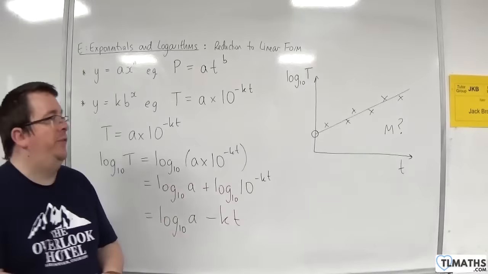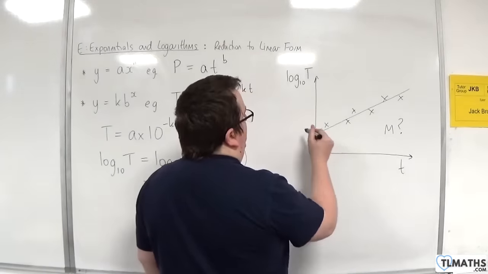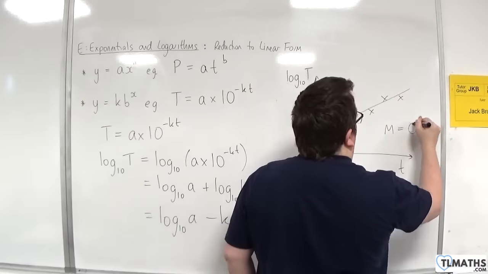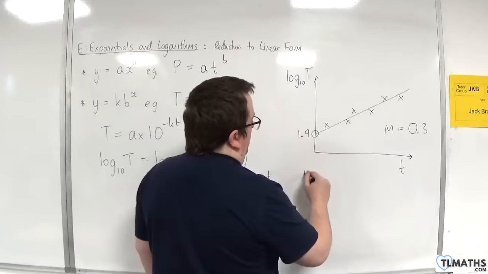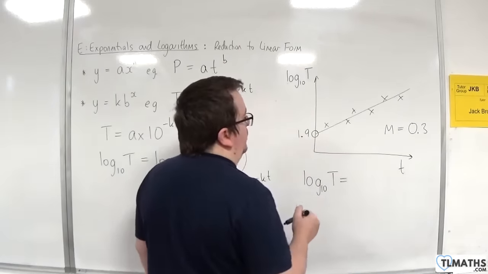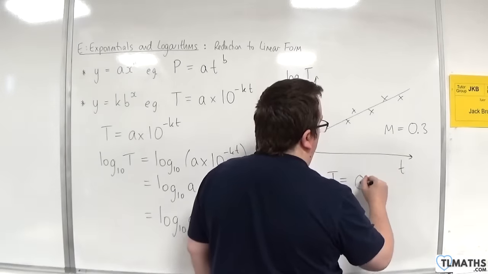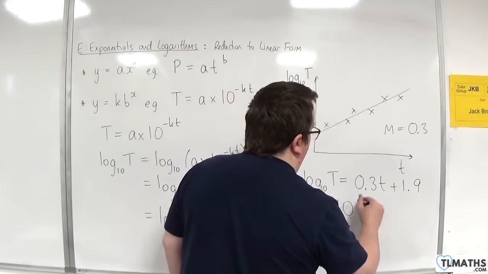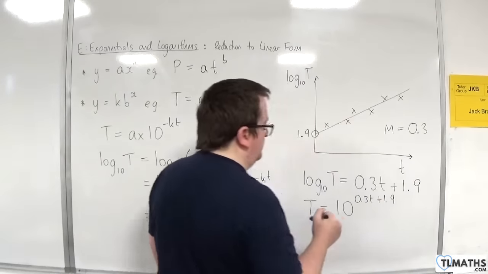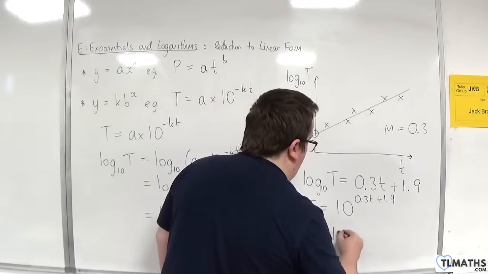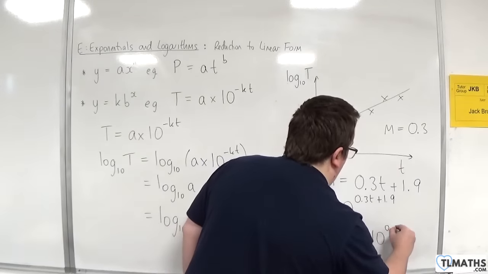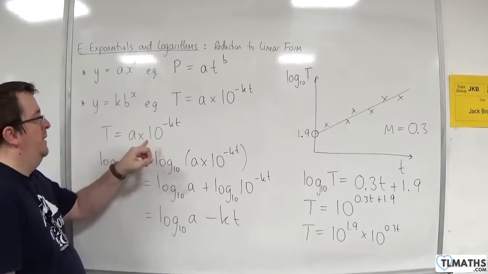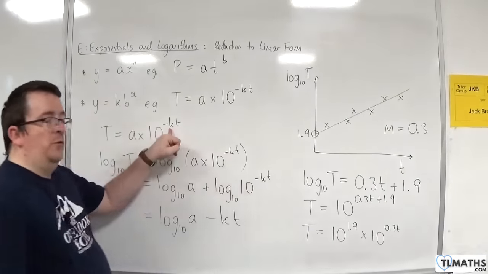So let's say, for argument's sake, that the y-intercept turned out to be, let's go with 1.9, and the gradient was equal to 0.3. Then I know that log base 10 of T is equal to 0.3 times t plus 1.9. So T is equal to 10 to the 0.3t plus 1.9. If I want to write that in any other way, that's T is equal to 10 to the 1.9 times by 10 to the 0.3t. So a here is the 10 to the 1.9, and the minus k is equal to minus 0.3.